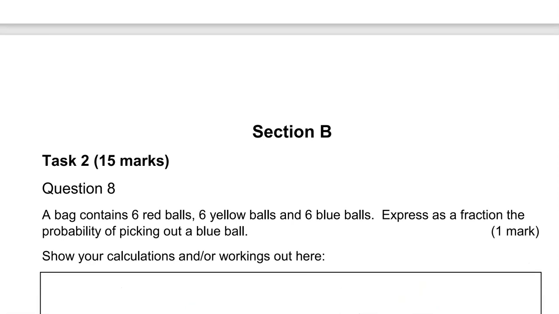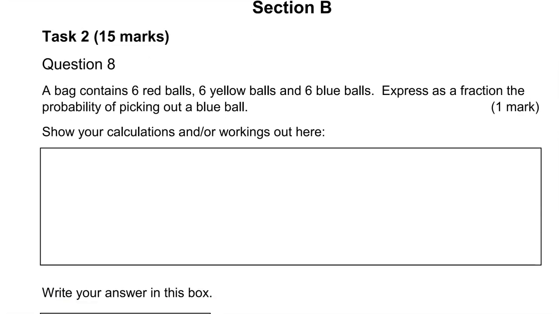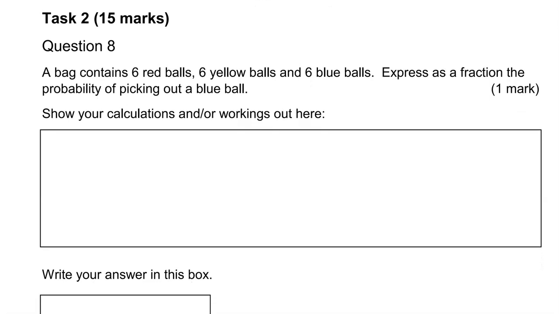Task 2, question 8. A bag contains 6 red balls, 6 yellow balls and 6 blue balls. Express as a fraction the probability of picking out a blue ball. Show your calculations and or workings out here. So as we've got the same number of red balls, yellow balls and blue balls, the probability of picking one of the colours is 1/3. So it's an equal probability of picking any of the 3 colours.